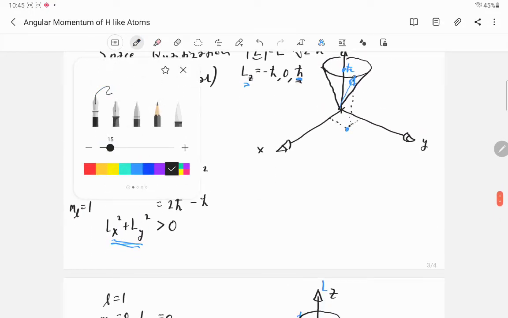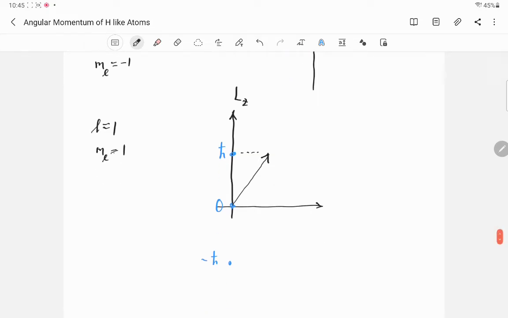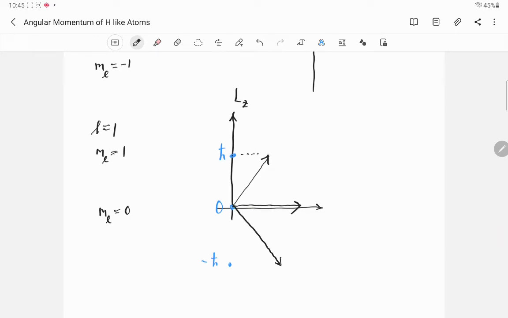So the L vector has to point somewhat, right? So that is the m_l equals 1 L vector. This is the m_l equals 0 L vector. And this is the m_l equals -1.